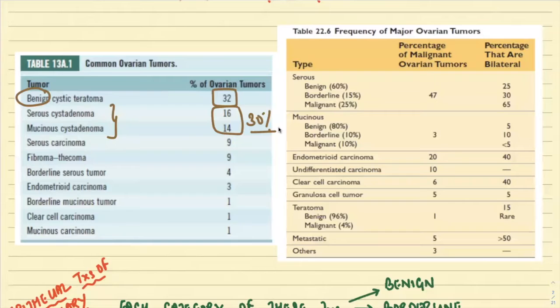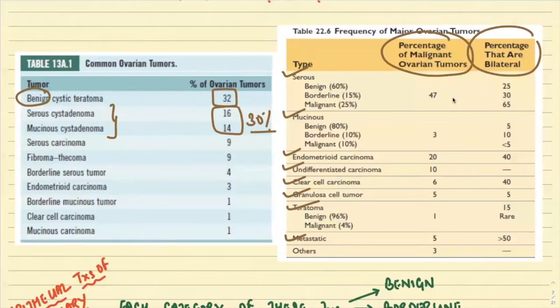Now, another very important thing we have to appreciate. These are all the different groups of epithelial tumors along with all the other tumors: serous, mucinous, endometrioid, undifferentiated, clear cell carcinoma, granulosa cell tumor, teratoma, metastatic tumor. First, on the left hand side, we are going to see what percentage of all these tumor classes are malignant, and what percentage are bilateral. So you have to understand, in serous tumors of the ovary, as you go from benign to malignant tumors, the incidence of bilaterality increases.